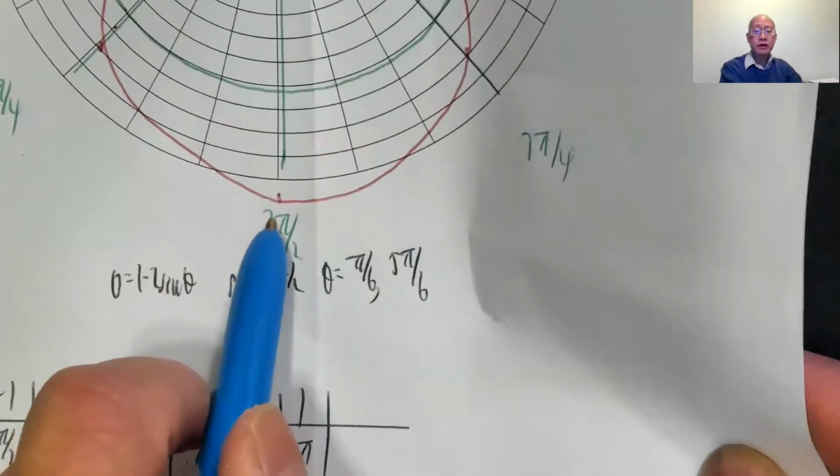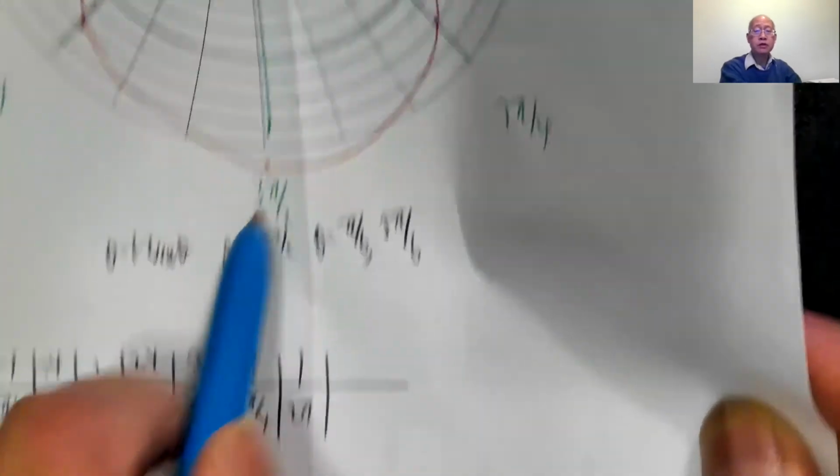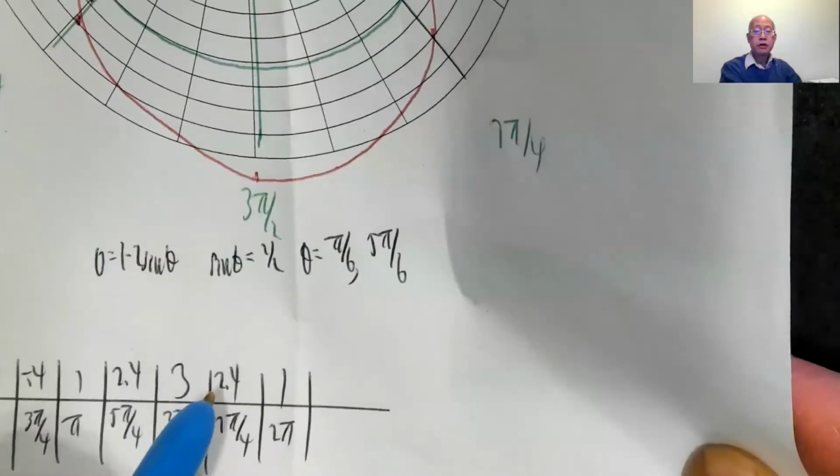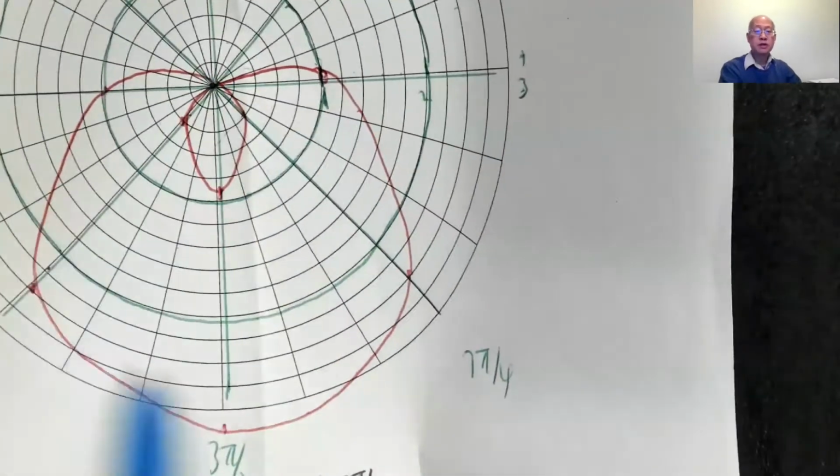3 pi over 2, I'm at 3, the furthest circle, which I only reach once. 7 pi over 4 back to 2.4, and then back home at 1. So this is the graph I want for that one.